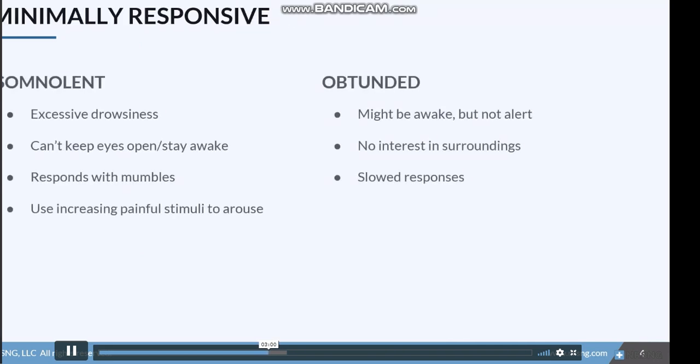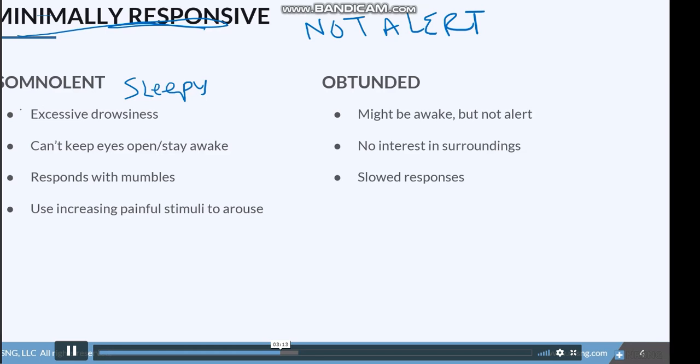Now, the next level are going to be patients who are only minimally responsive. They are not alert. Now, patients who are somnolent are excessively drowsy. They are excessively sleepy. Think somnolent, sleepy. Now, this is not you after you just pulled an all-nighter studying. This is excessive. It's really hard to keep them awake. They just keep falling back asleep. You try to arouse them, they might just mumble at you.